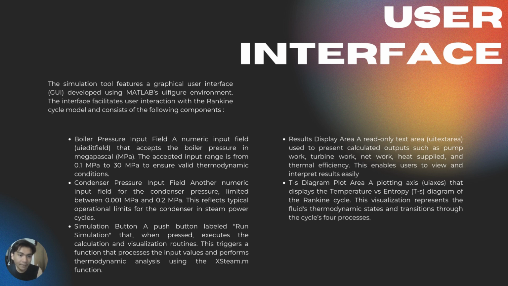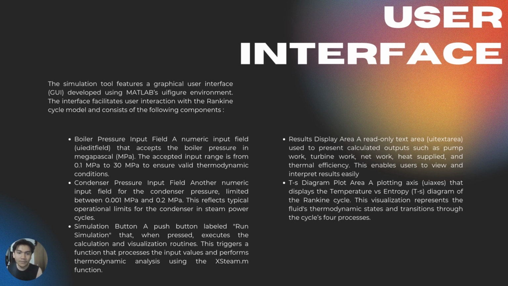The second one is condenser pressure input. It is another numeric input for the condenser pressure, but it is limited between 0.001 megapascal and 0.2 megapascal. It also reflects the typical operation limits for the condenser in steam power. And the third one, the simulation button. It is a push button that runs the simulation. It will trigger a function to process the input values and perform thermodynamic analysis using the xdim function.